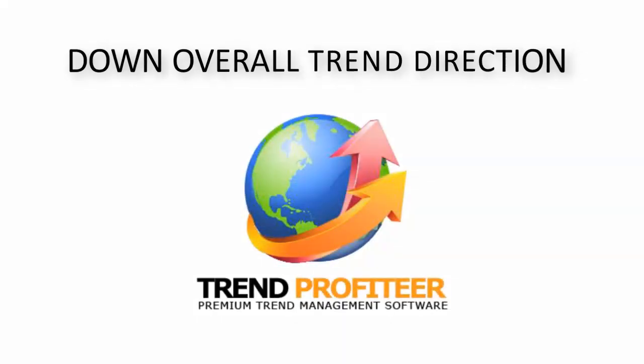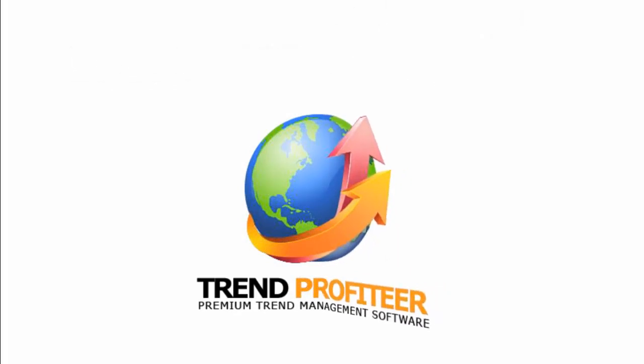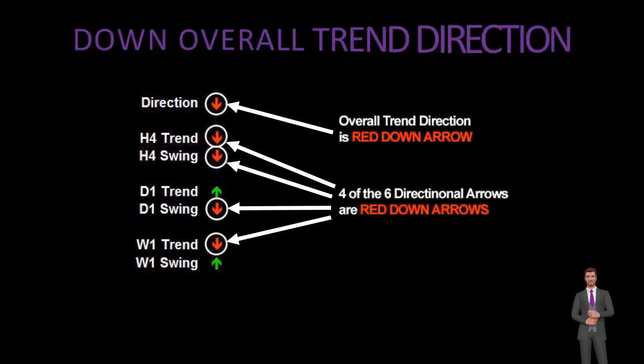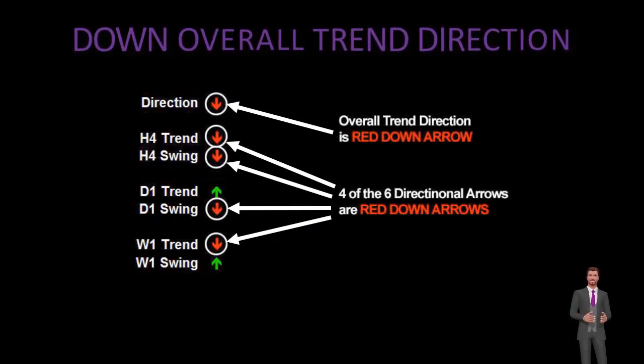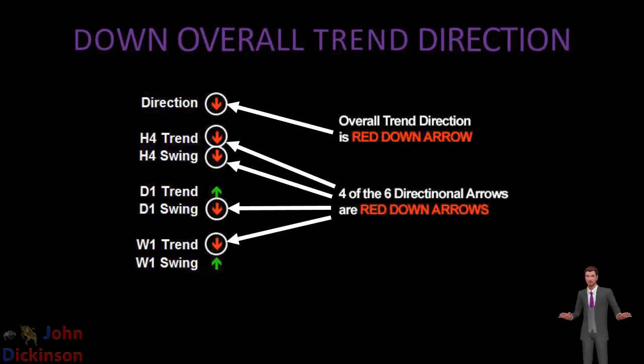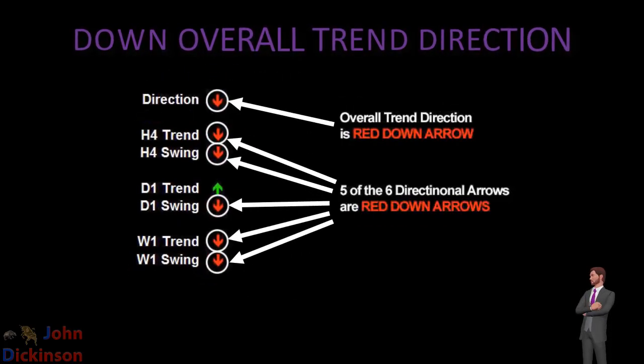Down overall trend direction. If 4 or more of the HTF directional indicators display a red down arrow, then the overall trend direction will display a red down arrow, suggesting that the dominant direction currently is down or short. Here's an example with 4 of the 6 directional arrows displayed as red down arrows. Here's an example with 5 of the 6 directional arrows displayed as red down arrows.